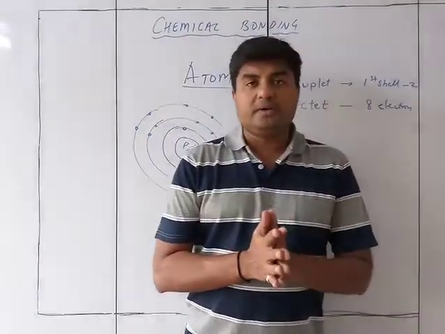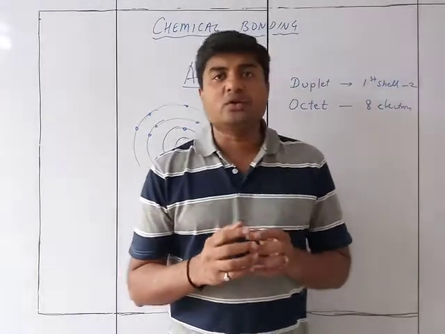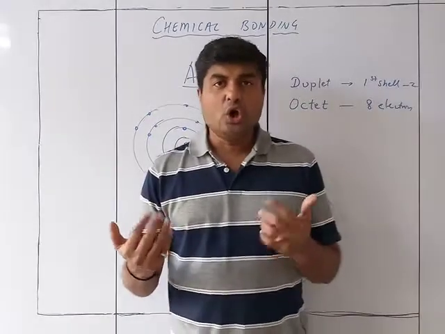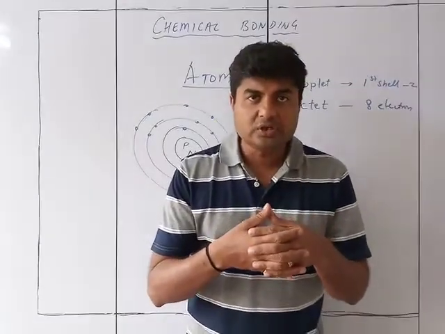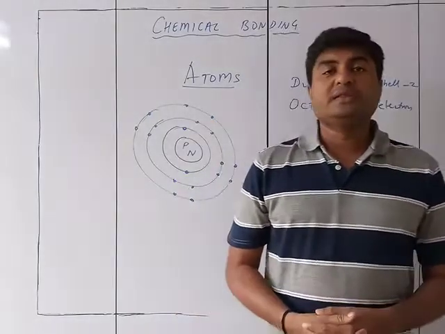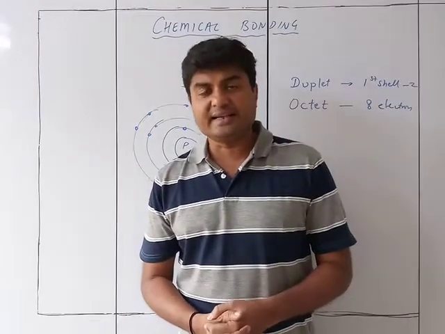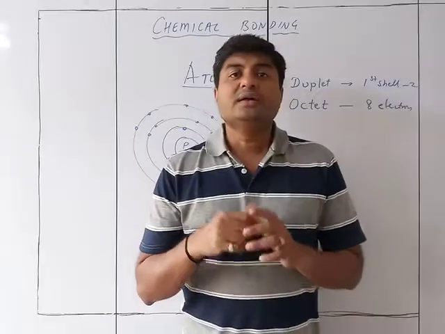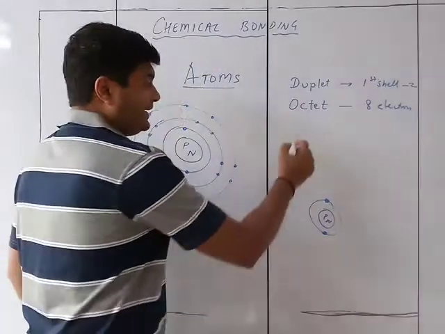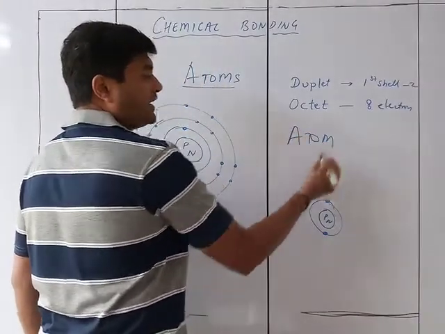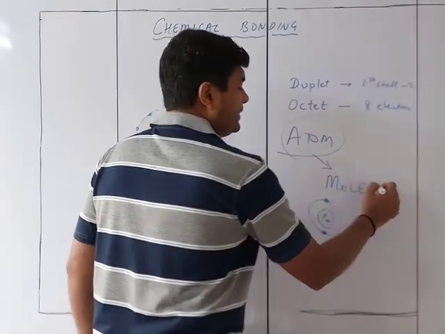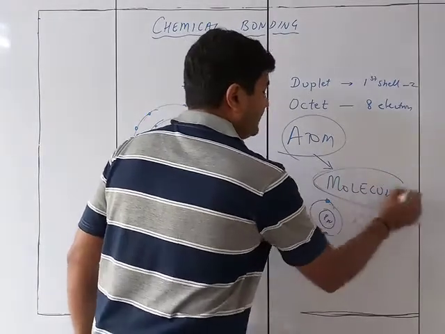So to complete this orbit, the atoms are either going to give away their electrons or accept some electrons or share electrons with other atoms so that they can complete their outermost orbit and resemble their electronic configuration to the nearest inert gas. So in this process, what basically happens is that an atom is going to lose or gain or share electrons and become a molecule. This molecule will be the one which will be available freely in nature.